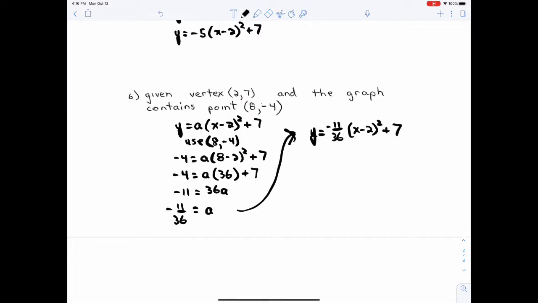So be very careful going from this step to this step, okay? It's not 36 plus 7. It's 36 times A plus 7. So you get rid of the 7 first, and then you divide by 36. Okay? And looks like that's about it.